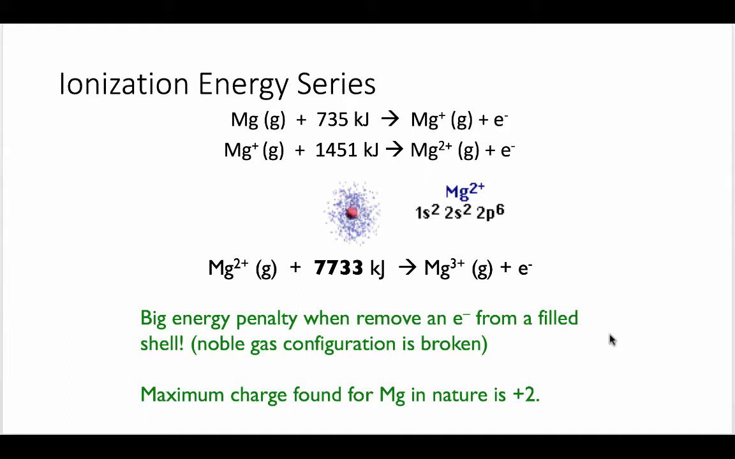So in this case, the big jump in ionization energies in this series will be between the second and the third ionization energy. If we were looking at something different, like say potassium, we would expect the first ionization energy to be sort of normal, but then the second ionization energy would be very large because potassium plus has the noble gas electron configuration, or a filled energy shell.